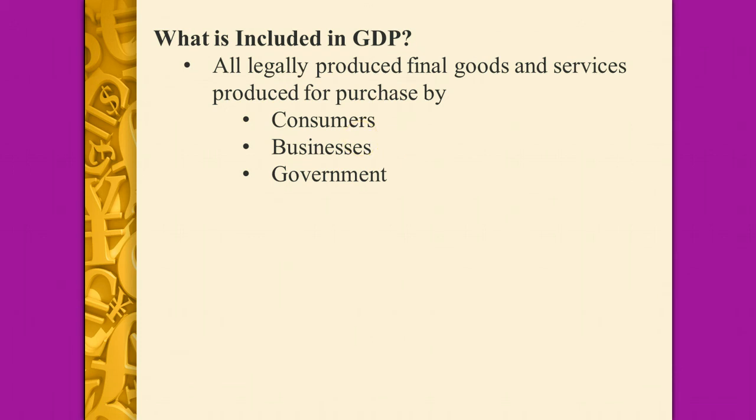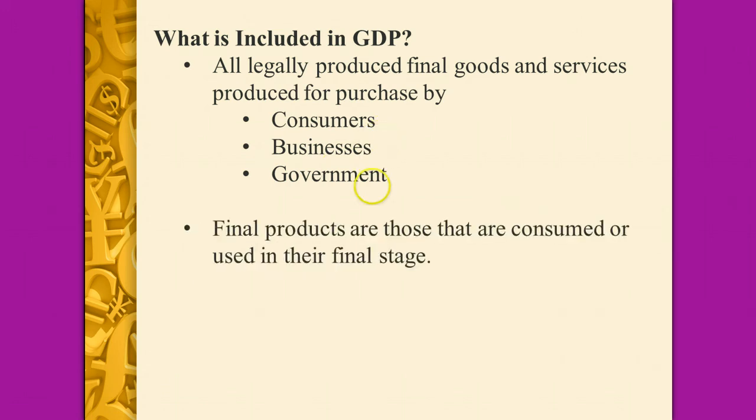For example, if an American business sets up in Australia, the value of the goods and services produced by that business are measured in Australia's GDP, even though it is an American business. Because those goods are produced in Australia, they are part of our GDP. Conversely, if an Australian business sets up in Thailand, whatever is produced by that Australian business is in Thailand's GDP, not Australia's GDP. So this is what I was saying, the geographical borders become very, very important. Final products are those that are consumed or used in their final stage. And again, we'll come back to that in a second.